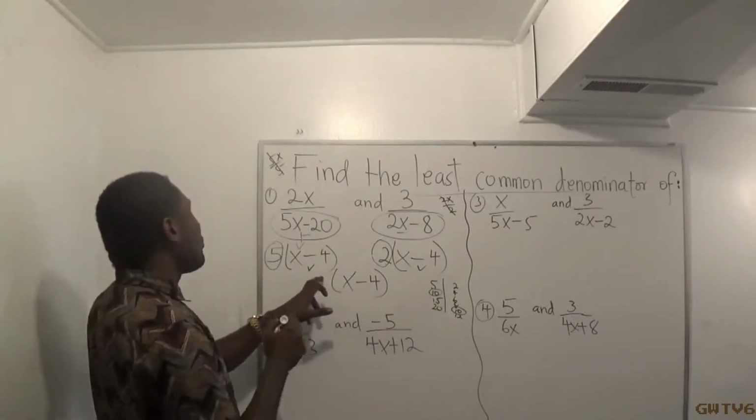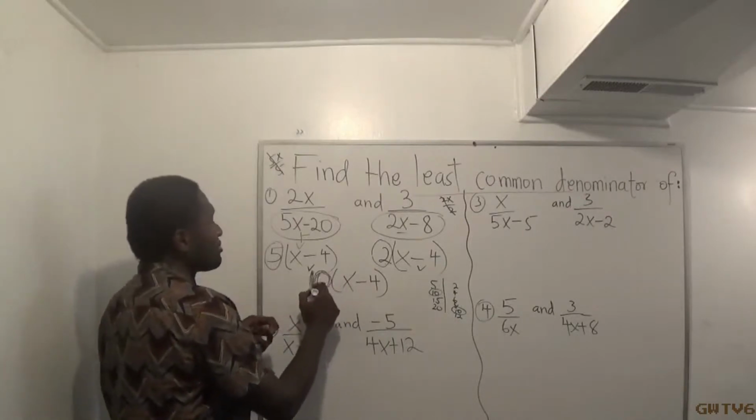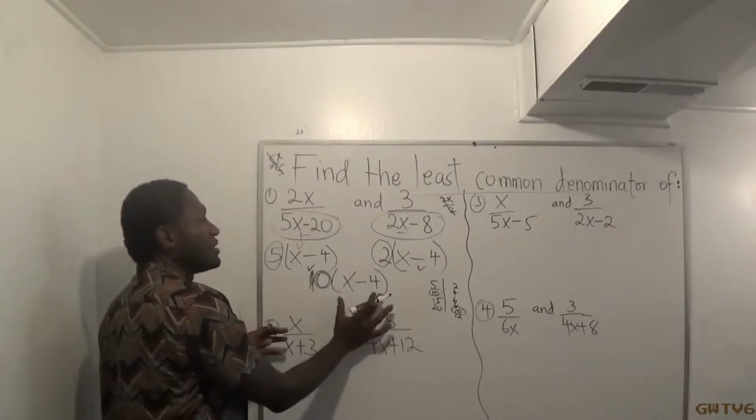But I'm going to have to put it right in front of what I have already. So that means my LCD for this is 10 parentheses x minus 4.